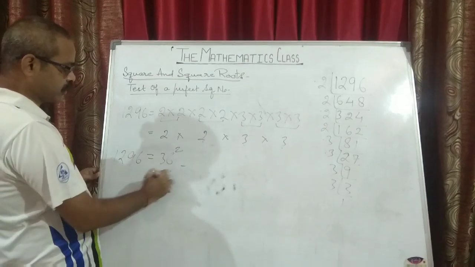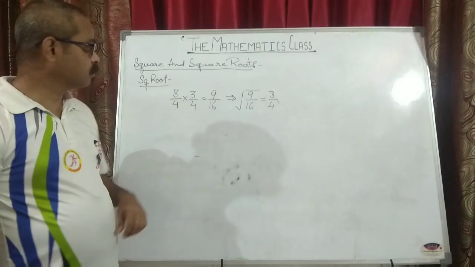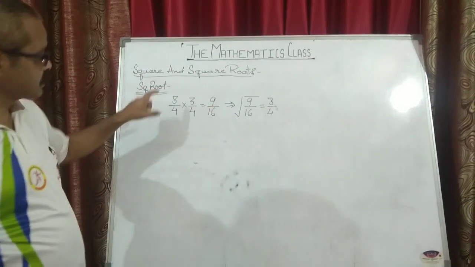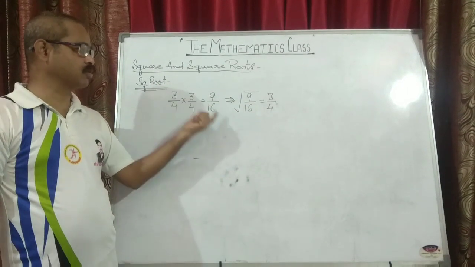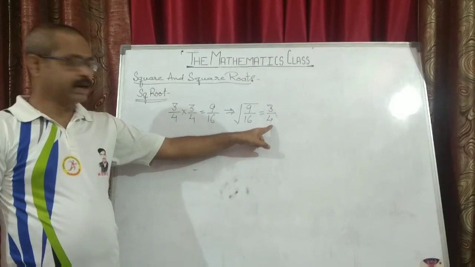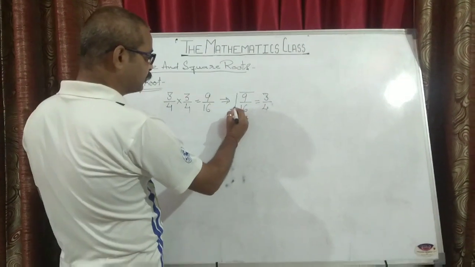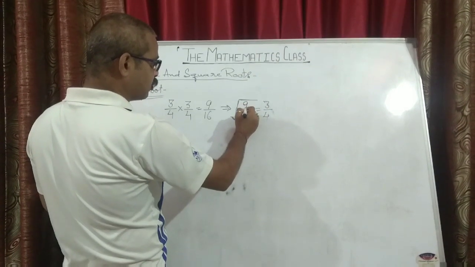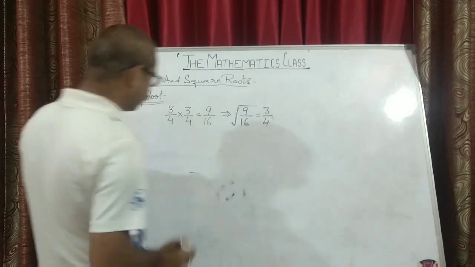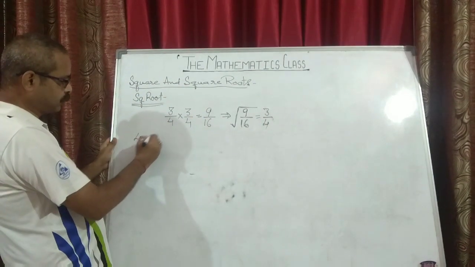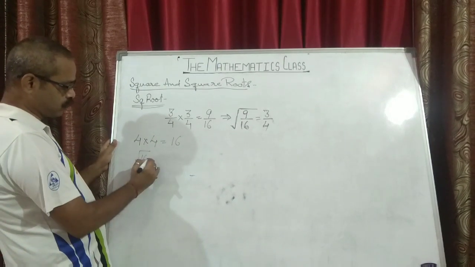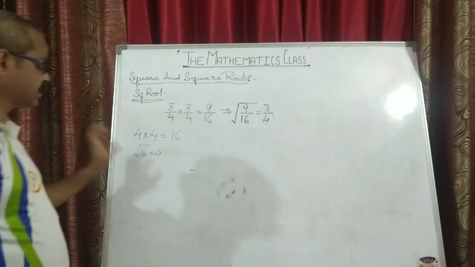1296 is the square of 36. Now what is the square root? Suppose I say 3 upon 4 into 3 upon 4 is equal to 9 upon 16. So root of 9 upon 16 is 3 upon 4. It means root of 9 upon 16 is equal to 3 upon 4. Or I say 4 into 4 is equal to 16. It means the square root of 16 is 4. So that is the square root.